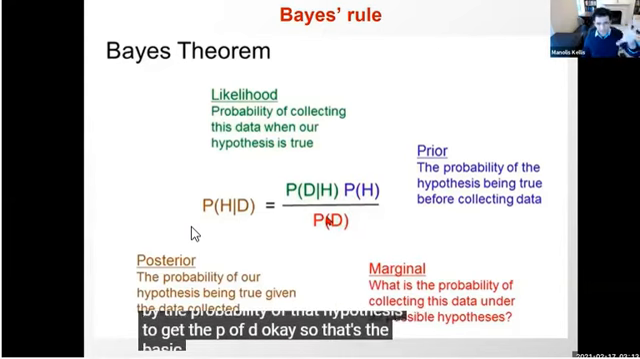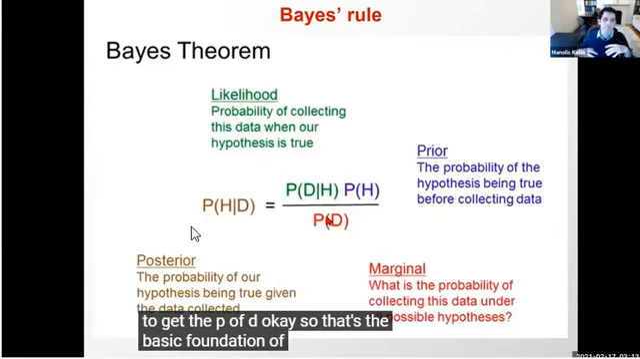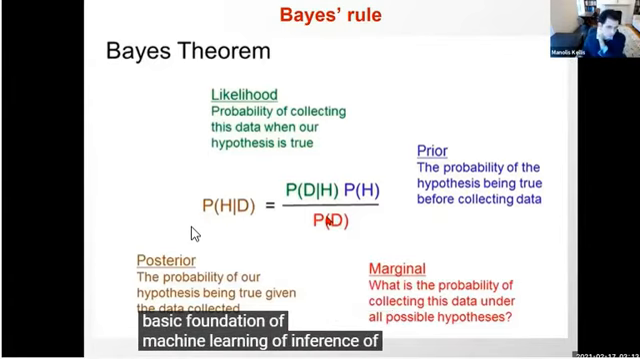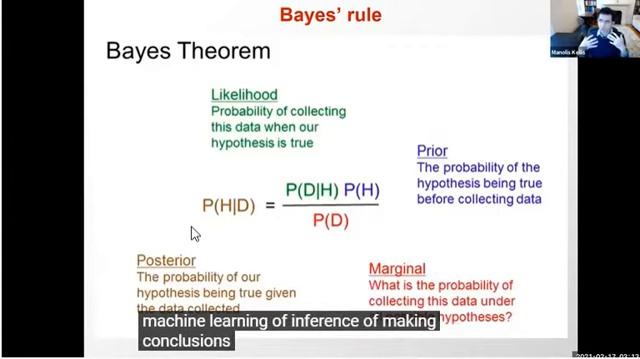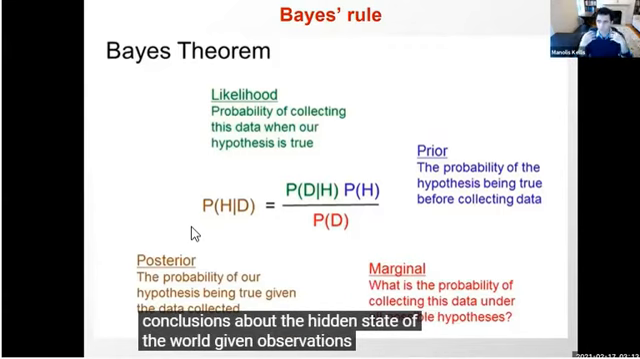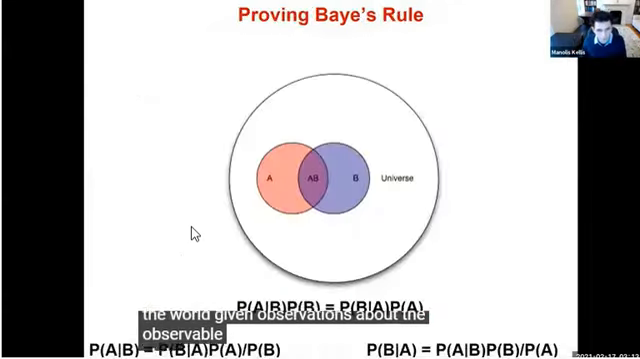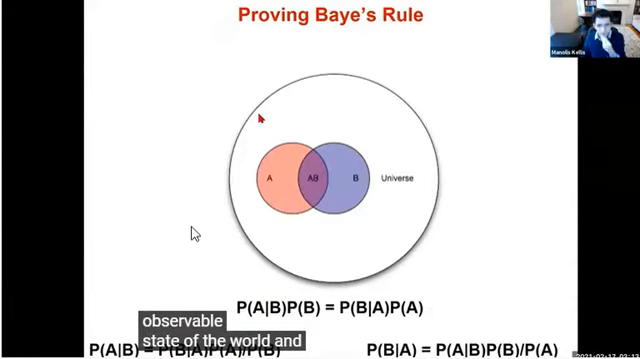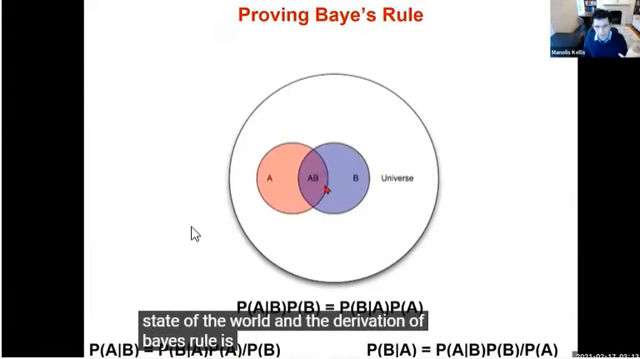Okay, so that's the basic foundation of machine learning, of inference, of making conclusions about the hidden state of the world given observations about the observable state of the world. And the derivation of Bayes' rule is trivial.